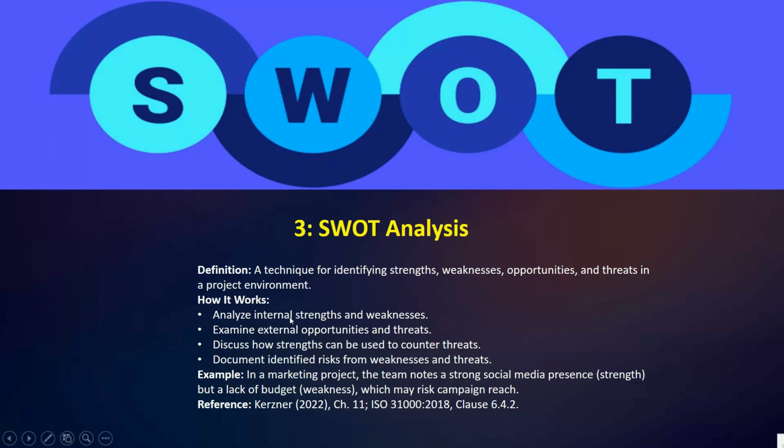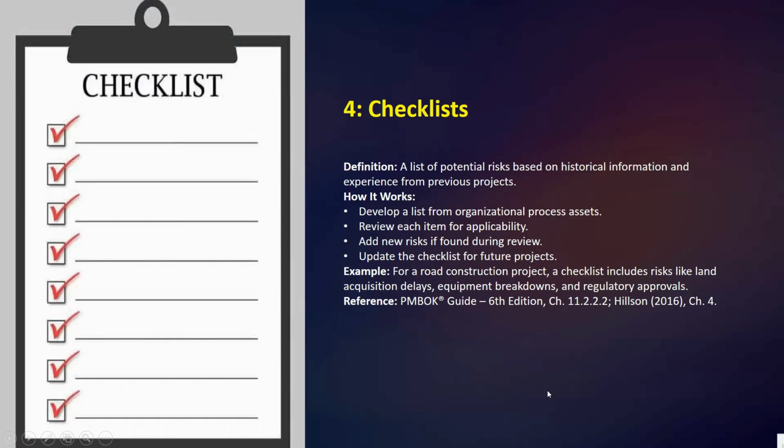Next we have here the example in a marketing project. The team notes a strong social media presence, that will be the strength, but a lack of budget, that will be the weakness, which may put the campaign reach at risk. Okay, so I hope this is clear.